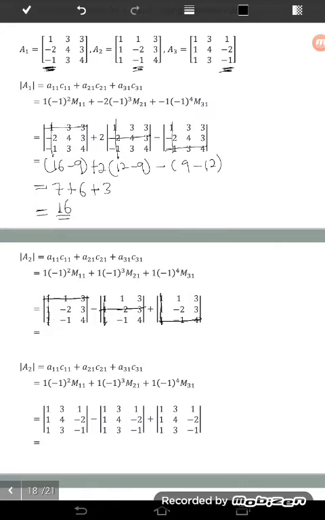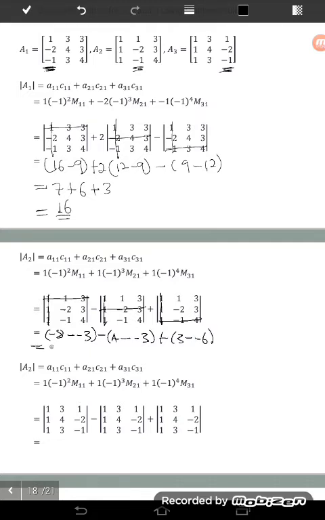Okay, so we have negative 2 times 4, negative 8. Minus negative 1 times 3, negative 3. And here minus 1 times 4 is 4. Minus negative 1 times 3, negative 3. Plus 1 times 3 is 3. Minus negative 2 times 3 is negative 6.